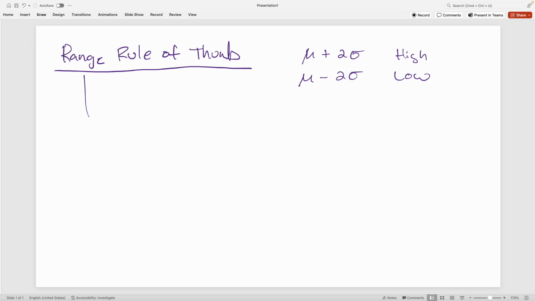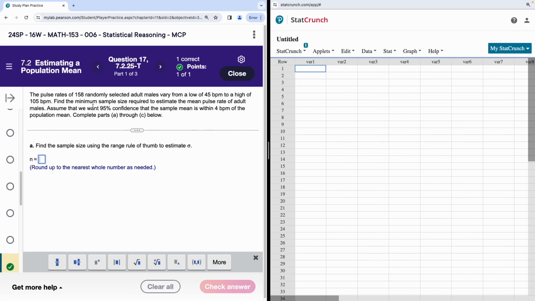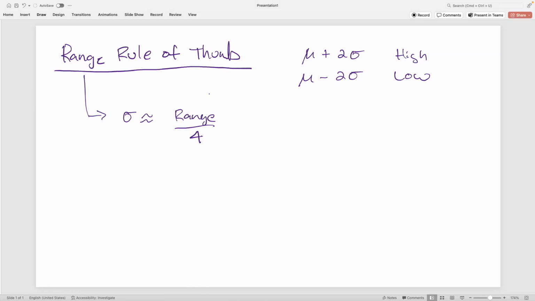The rule of thumb that we're going to use here is when we approximate sigma, it's the range divided by 4. So that is the range rule of thumb we're going to be using in this example. And fortunately for us, they provided us with enough information to find the range. So we have a minimum of 45 and a maximum of 105.